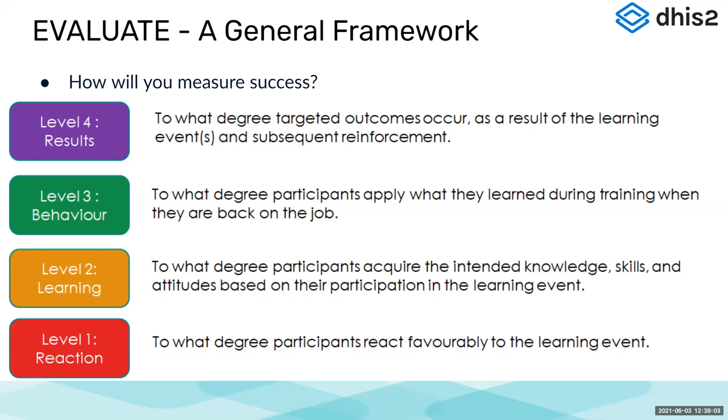The last two are harder to assess and are often ignored a little bit. Level three is after the training: to what degree are participants able to apply what they learned when they're back on their job? And then level four is the results: to what degree do targeted outcomes occur? When I say targeted outcomes, we're looking at overall organizational outcomes.